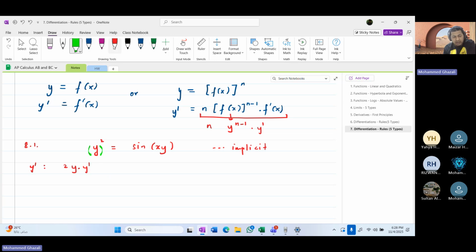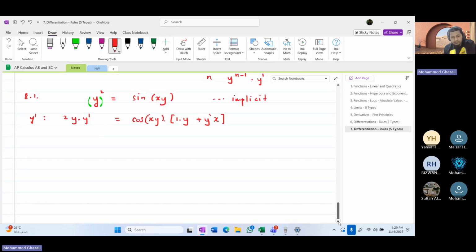You have to write y prime equals the derivative of sine xy, which is cos xy times the derivative of the inside, which is product rule. So let's do the product rule here. The derivative of x is 1, leave the y, plus the derivative of y is y prime, and leave the x. Now all I need to do is solve for y prime, okay? Is everyone understanding? Do you have any questions at this stage? Because now I finished the derivative.